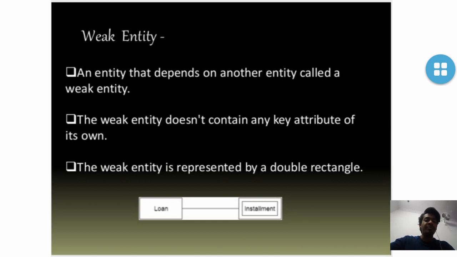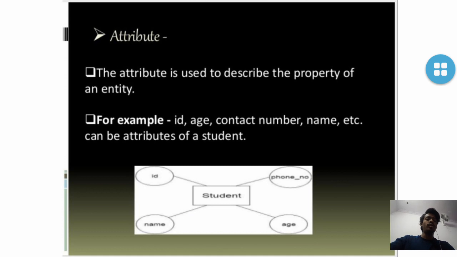Weak entity. An entity that depends on another entity is called a weak entity. The weak entity doesn't contain any key attribute of its own. The weak entity is represented by a double rectangle.